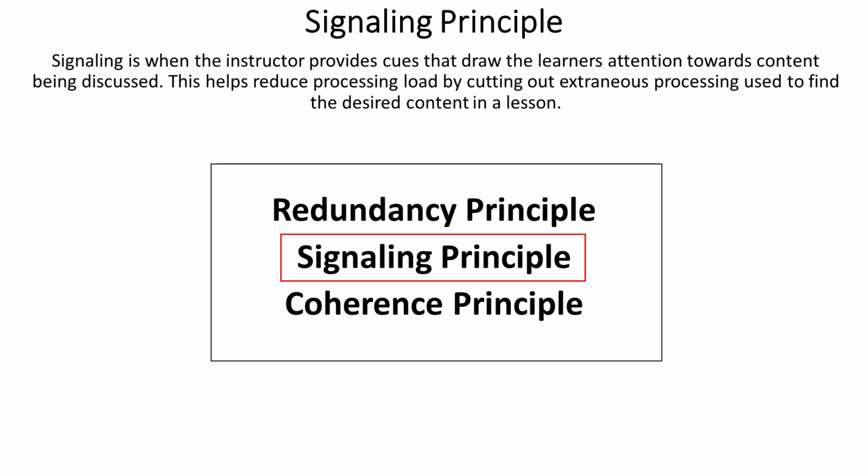The first principle we'll be covering is the signaling principle. With the signaling principle, what you would do is create a visual cue for students on the screen so that they can see very clearly what it is that you're discussing or where you would like their attention to be. This helps cut down on the extraneous load in a student's working memory by pointing them exactly to where they need to be, as opposed to them trying to figure out on their own where you might be at on a slide or a video or anything like that.